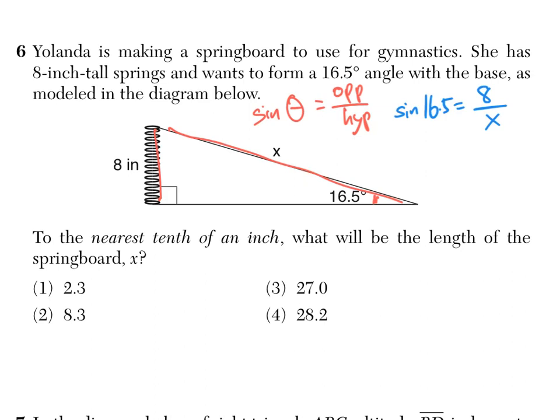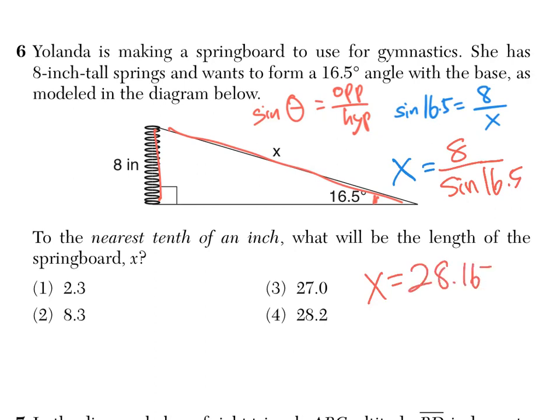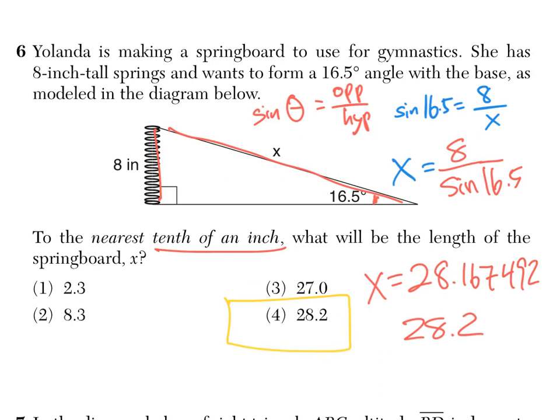So when we isolate for x, so x equals what? It's going to be 8 over sine 16.5. And when you plug that into your calculator, what do you get? We're going to get x equals 28.16742. We're rounding to the nearest tenth of an inch, so that's going to be 28.2. Is that an option? It sure is. The correct answer is option 4 for question number 6.